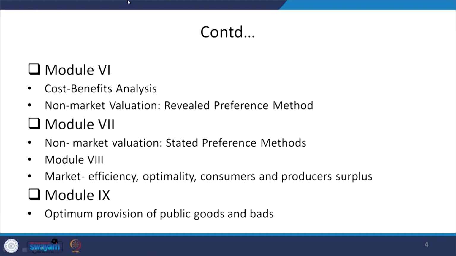Then next module will be on optimum provision of public goods and public bads. So, public goods and public bads both are being received by us, and when we produce certain kinds of goods and services, we also generate bad products. So, up to what extent these bad products can be generated in the economy will also be discussed using appropriate techniques to know the optimum level of both public goods and bad products.